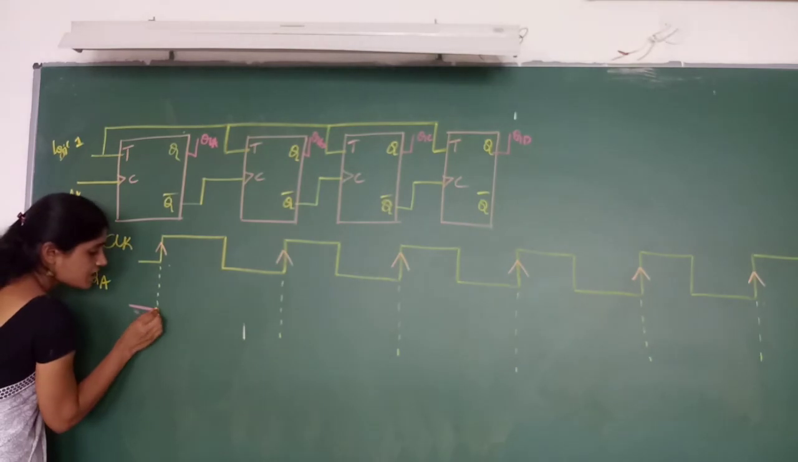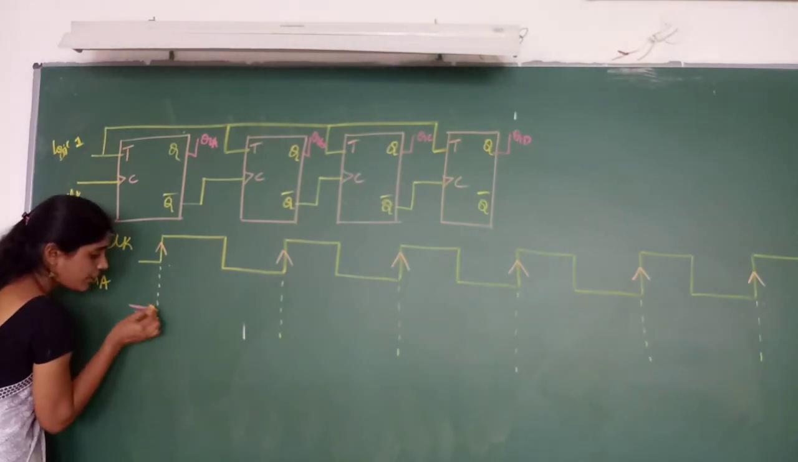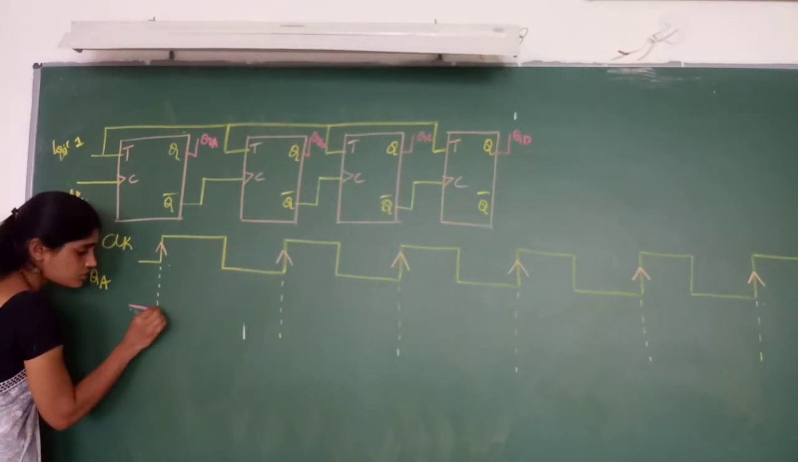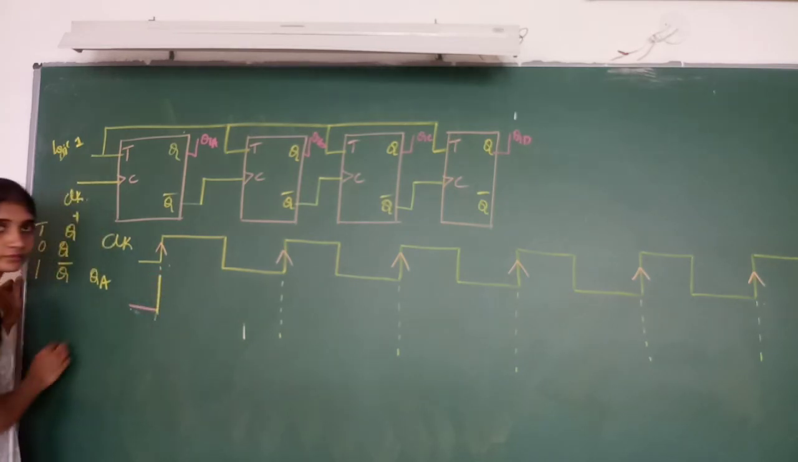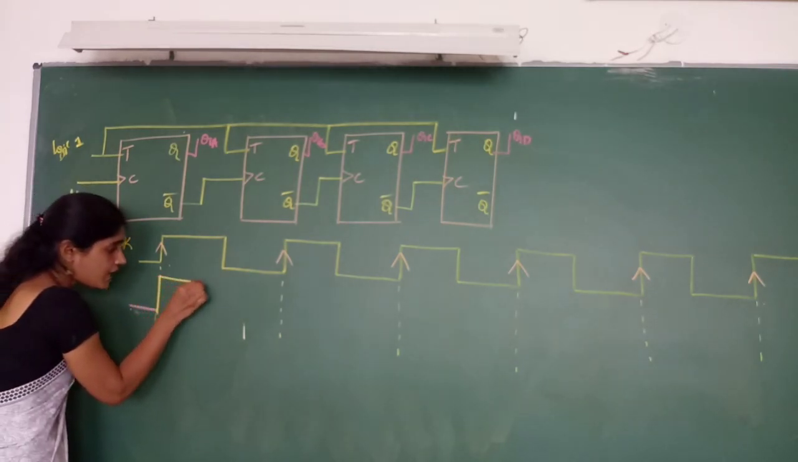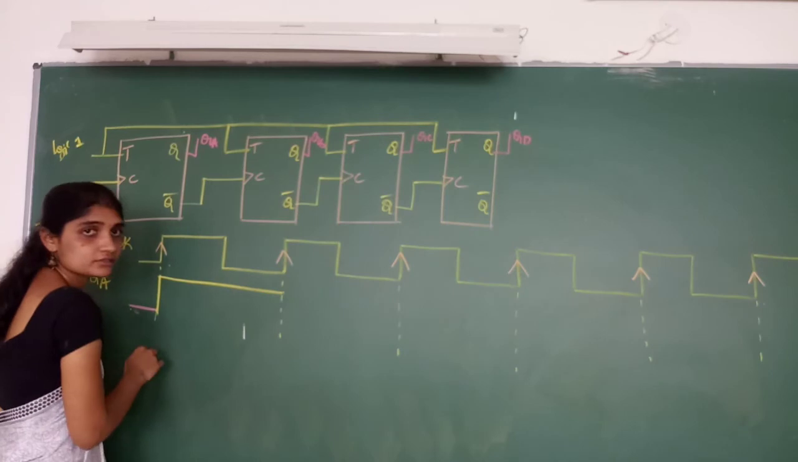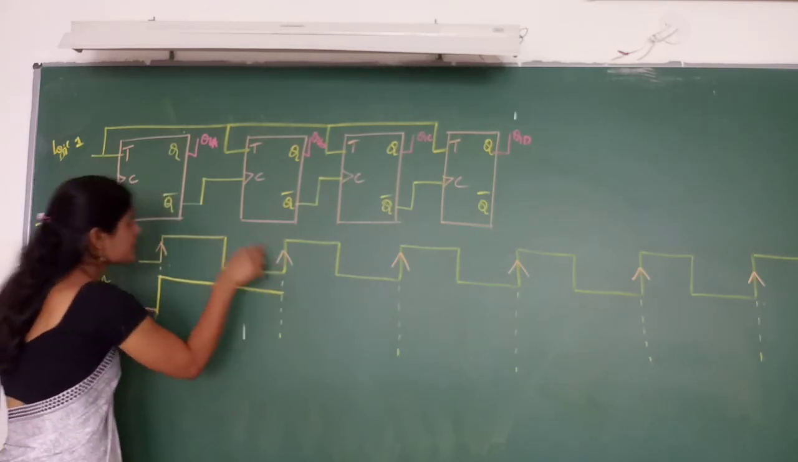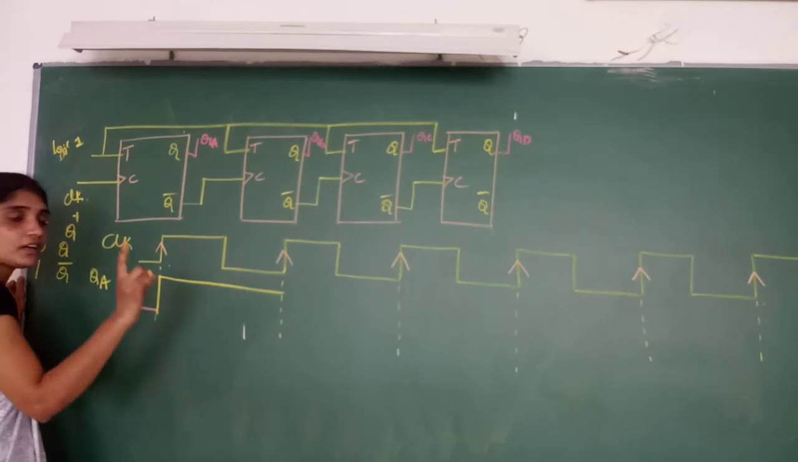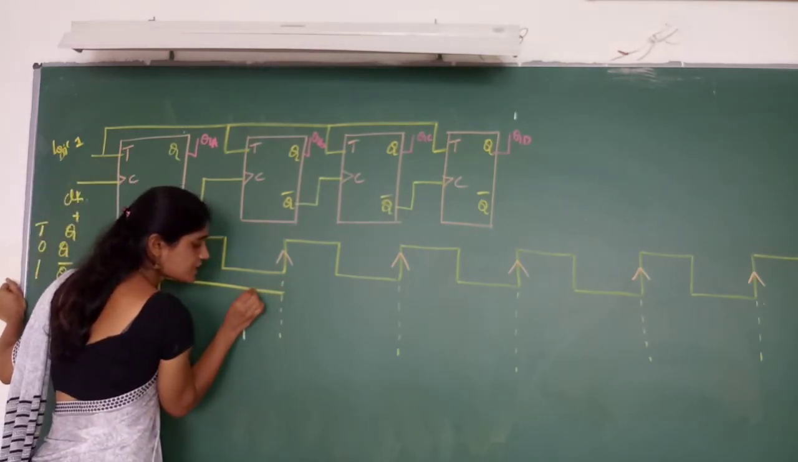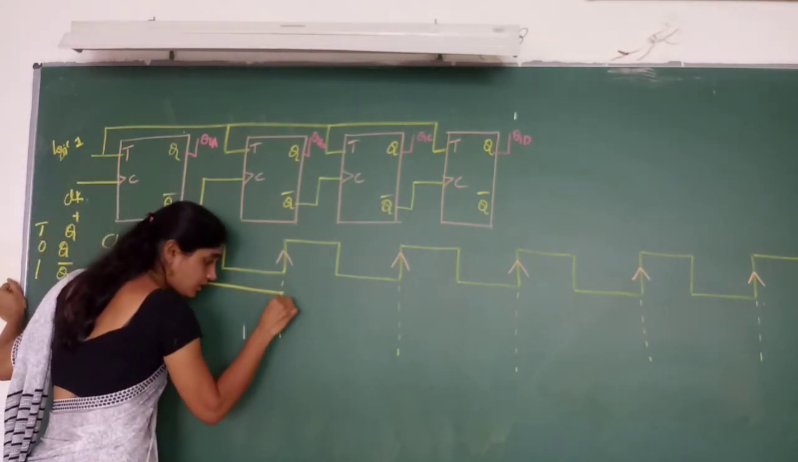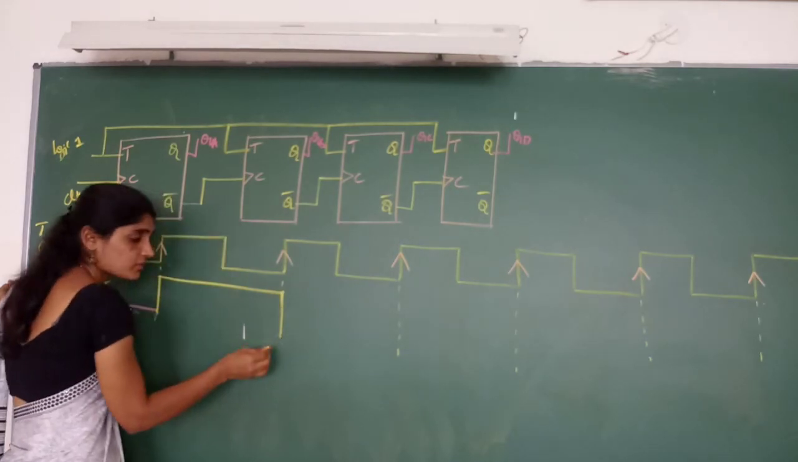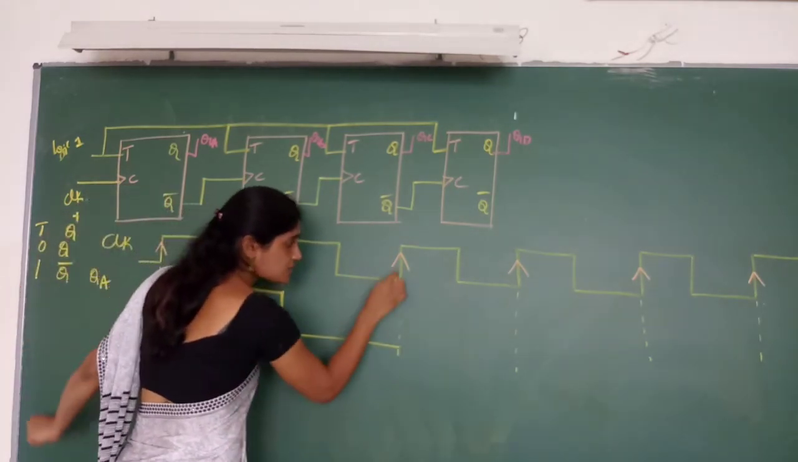So the next state at this point is the complement of the previous. Previous is 0, so now it will become 1. It will be 1 till the next positive edge. Again at this positive edge, what is T? T is 1, continuous 1. Previously it was 1, now it will become 0. It will be 0 till the next positive edge of the clock.